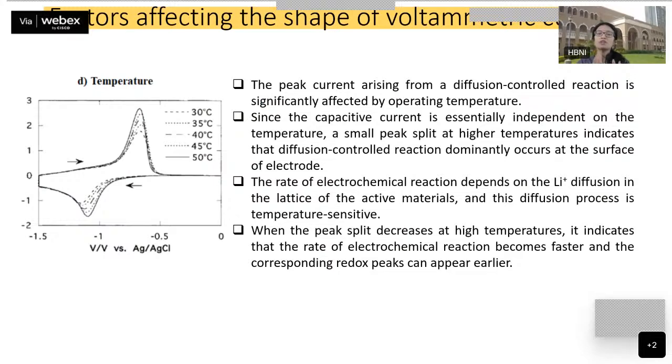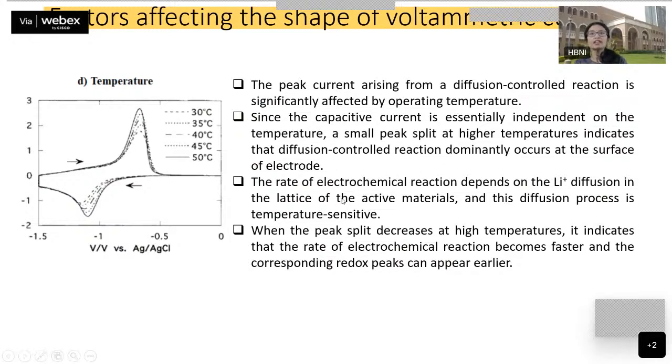So suppose you see a lot of shifting in the peak current with temperature, we should immediately make out that this is basically diffusion control. Whereas if the change is negligible, then it is the capacitive contribution which is playing the larger role.